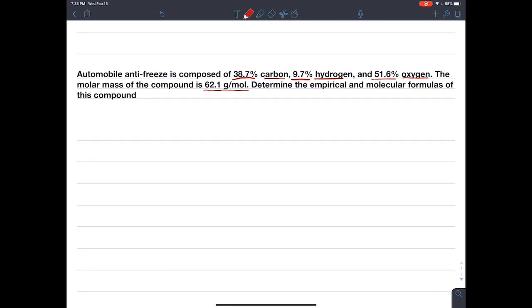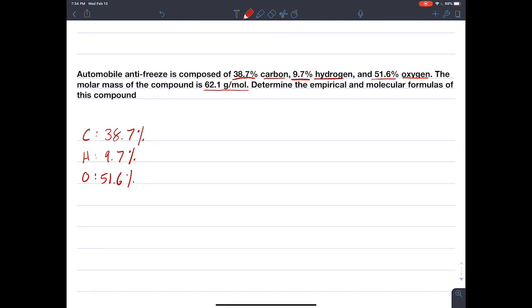I'm starting over on the empirical formula side of the foldable. The first thing I'm going to do, before any of the actual steps, is lay out what I know. I know that this is made out of carbon, hydrogen, and oxygen, as many things are. Carbon I know is 38.7%. Hydrogen I know is 9.7%. And oxygen is 51.6%. Okay? I know that.